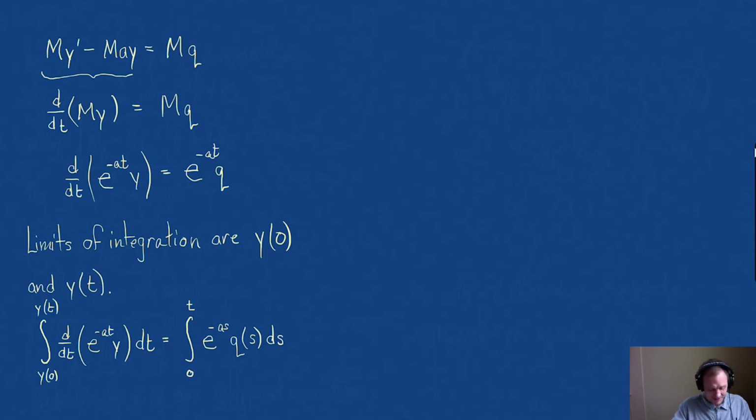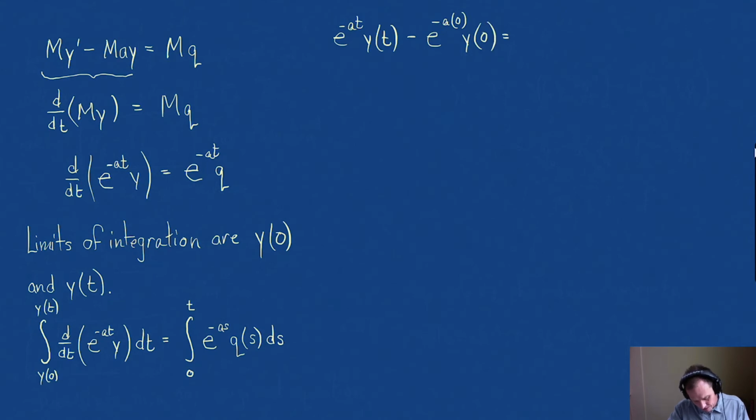Now, let's take this. We know the integral of the derivative is just the function evaluated at its limits. So this becomes e to the minus a t y of t, minus, now the next one is e to the minus a, well here t is 0, and this is y of 0, equals, and then the right hand side doesn't change, it's still from 0 to t, e to the minus a s q of s ds.